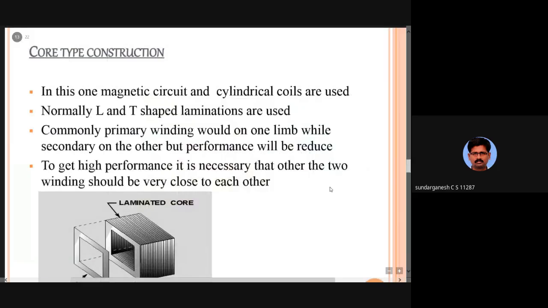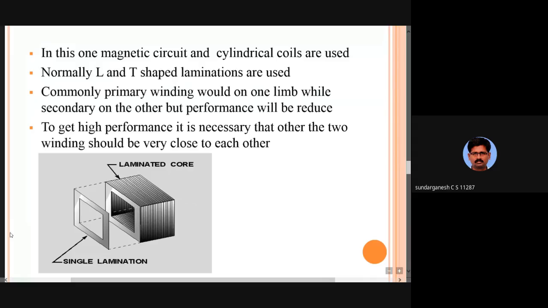So there are two types of construction. One is core type, another one is shell type. The first one is core type. In this core type, there is one magnetic circuit, and you can also use cylindrical coils. In this diagram, if you see, it is an L type. You can use L and T-shaped laminations.